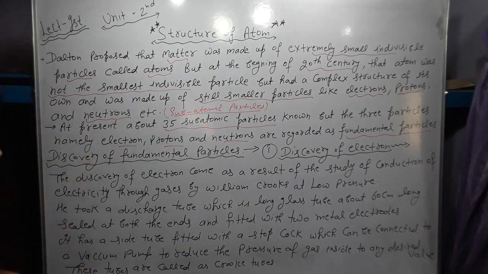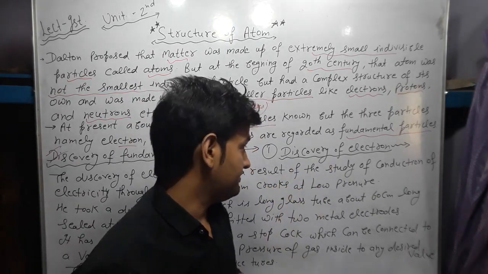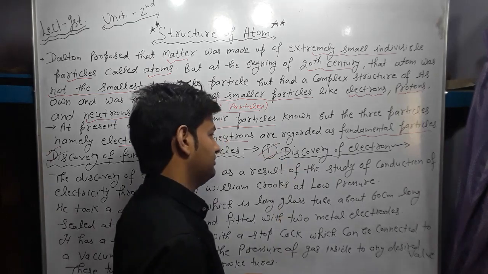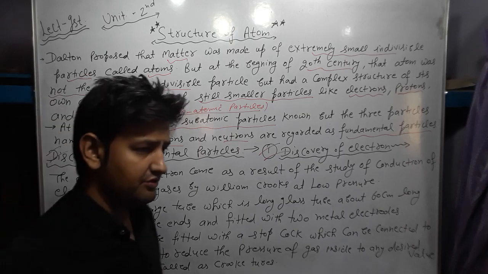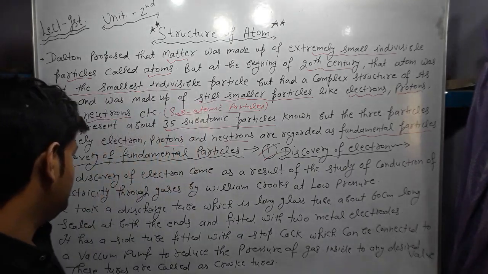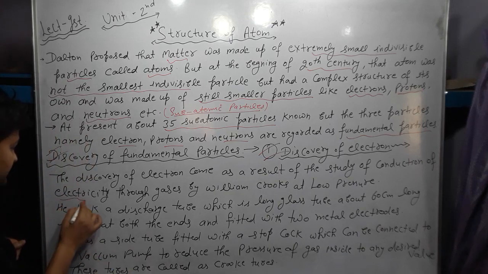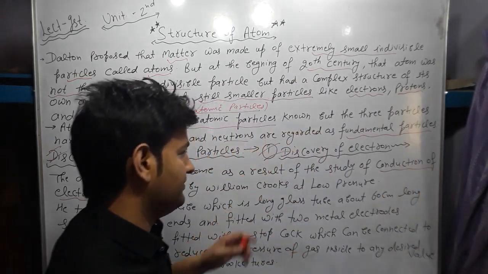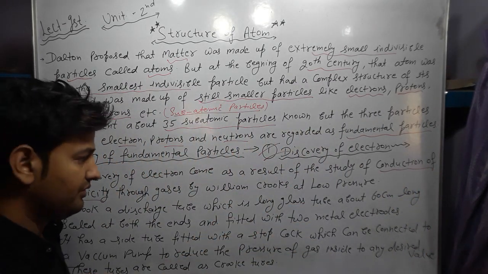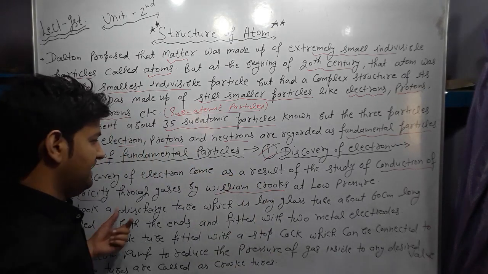So first, the discovery of fundamental particles, how they were discovered. First is the discovery of the electron. For the discovery of electrons we are going to study an experiment. The discovery of the electron came as a result of the study of conduction of electricity through gases at low pressure, by the scientist William Crookes.